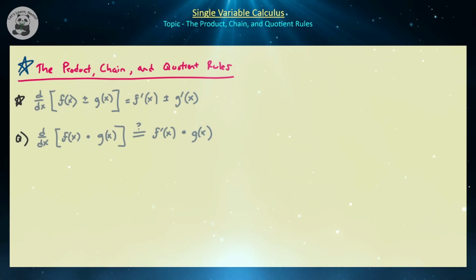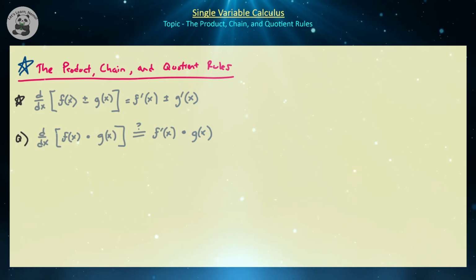Hello everyone, and welcome back. Today we're going to continue our exploration of single variable calculus and introduce three primary rules that can help us virtually find the derivative of almost any function, provided that we know the derivatives of the smaller pieces of the bigger, more complicated function. These rules are referred to as the product, chain, and quotient rules.